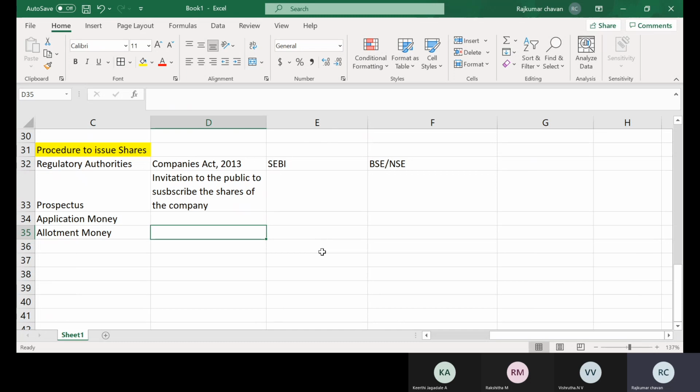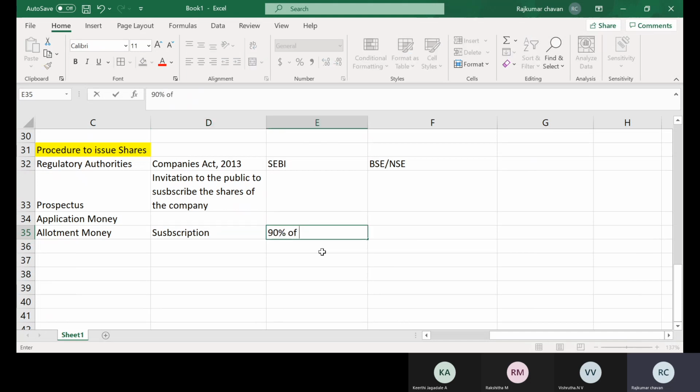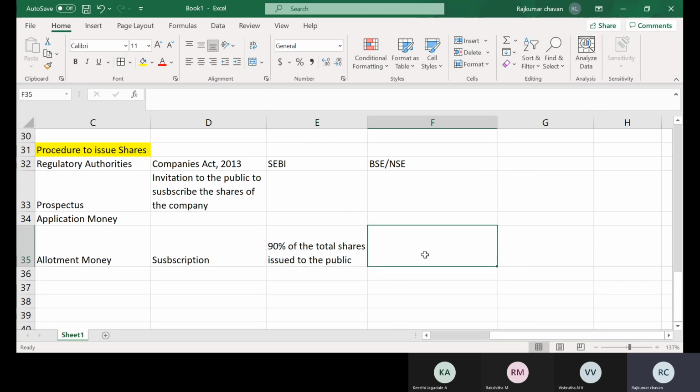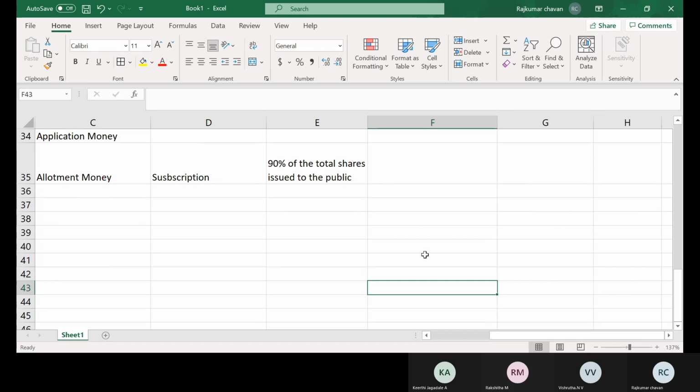And remember one thing, when the people are subscribing the shares, that is called subscription of the shares. They should get how much? 90% of the total shares issued to the public. At least they should get 90% of the total shares which have been issued to the public. It is one rule.